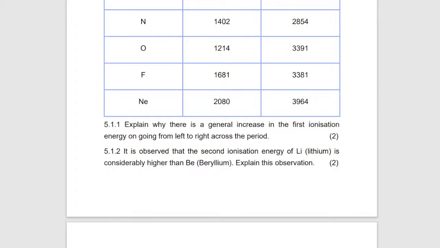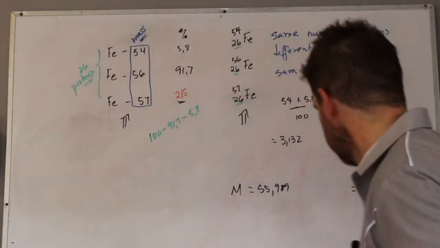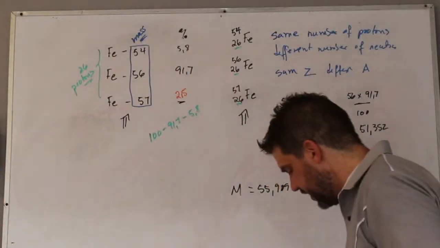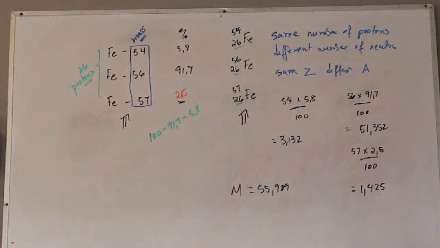The next question: it is observed that the second ionization energy, which is the energy needed to remove the second electron, is considerably higher than the first for beryllium. Explain that observation. Guys, it's more difficult to remove two electrons. Let me explain in terms of beryllium and lithium, and you will see how easy it is going to be noticed here.